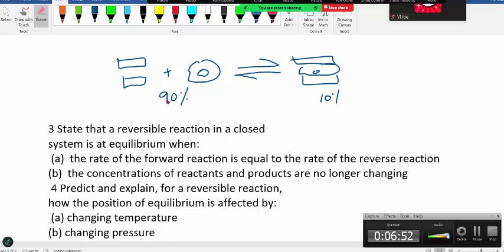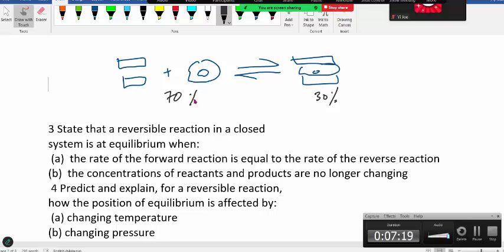And then as I make more and more, maybe over here this one is 70%, this one 30%. Then as I continue, it suddenly becomes 30%, 70%. Okay, 70 and 30 again. And then after 1 hour, it's still 70%, 30%. Did it mean that the reaction stopped?